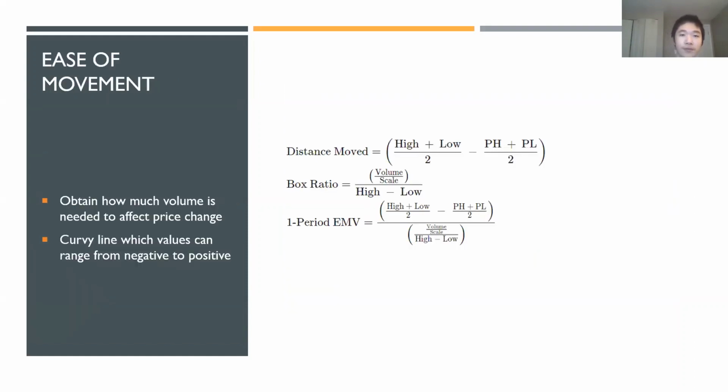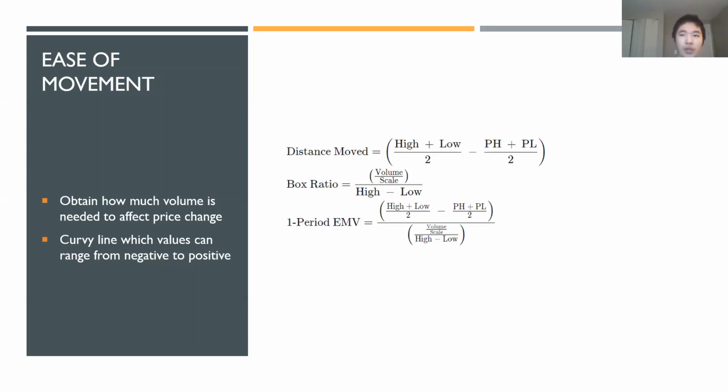So next, we have ease of movement. Unlike moving averages, ease of movement takes into account the volume, which affects the price change. It takes values from negative to positive, and if you look at the formula, distance moved is equal to the midpoint of the current price minus the midpoint of the previous price. Box ratio is equal to the volume over scale divided by high minus low, which is the range, and distance moved will be divided by box ratio.